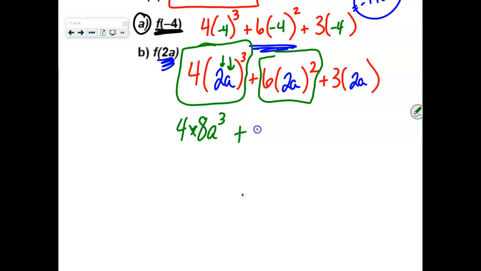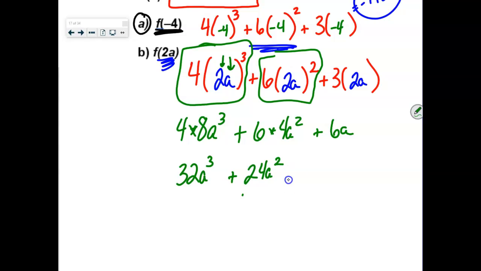Let's do a similar thing here on this middle term. The 6 just kind of comes along. But that's a 4a squared. Cool. All right, and then this is a plus 6a. So finally, simplifying those original coefficients, you get a 32a to the third plus 24a squared plus 6a.